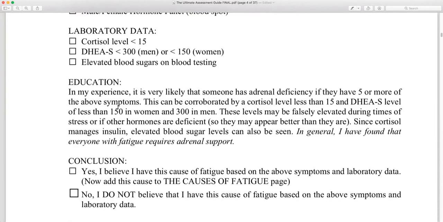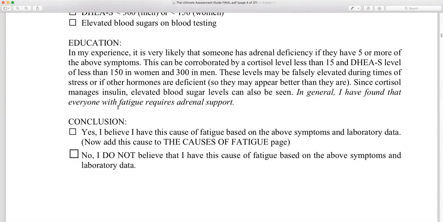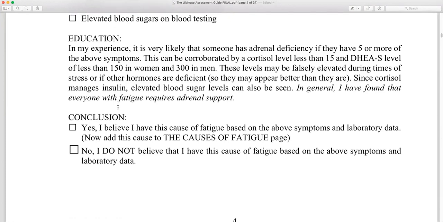So then here's the education section. In my experience, it is very likely that someone has adrenal deficiency if they have 5 or more of the above symptoms. This can be corroborated by a cortisol level less than 15 and DHEA sulfate level of less than 150 in women, and 300 in men. These levels may be falsely elevated during times of stress or if other hormones are deficient, so they may appear better than they are, which we will go into when we get into the plan.